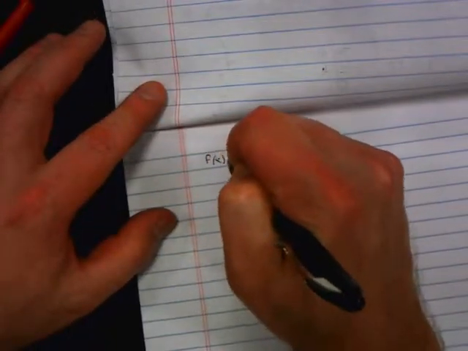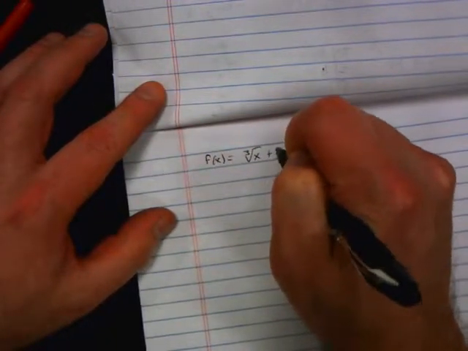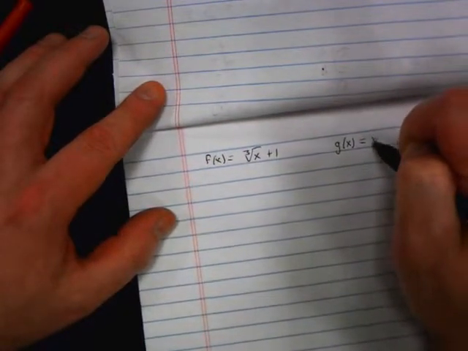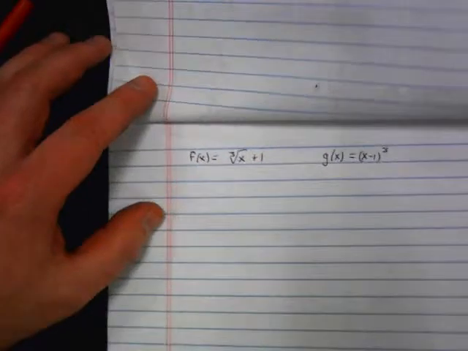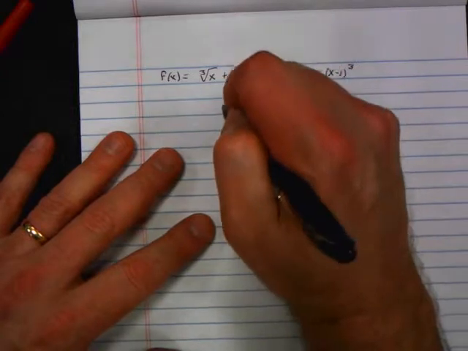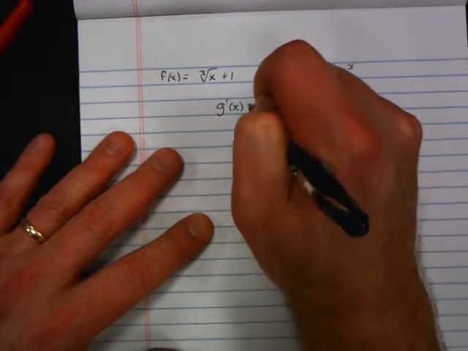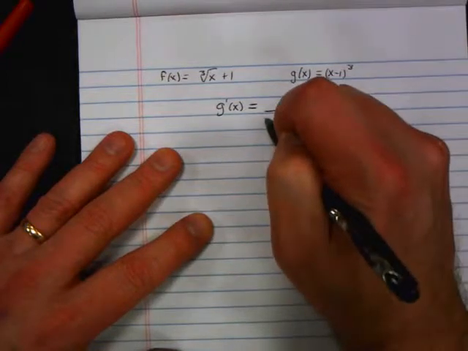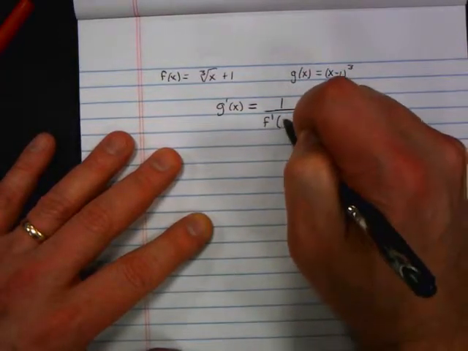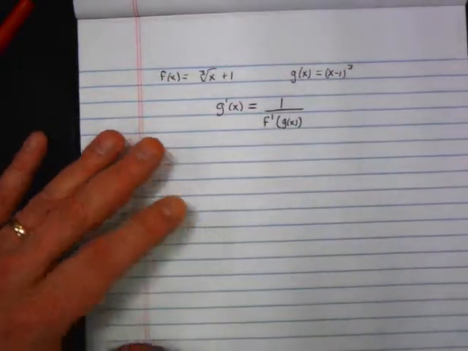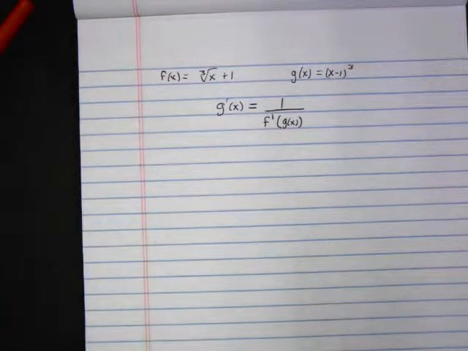Okay, so now I want to test this theorem with those two functions. F of x is cube root of x plus 1. And g of x is x minus 1 cubed. All right, so according to that theorem that I had there, g prime of x should be equal to 1 over f prime at g of x. Let's see if that works. Well, let's do the easy thing first. The easy thing is, let's find g prime at x.